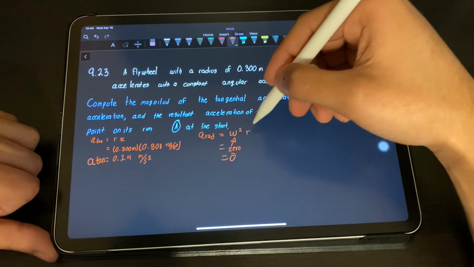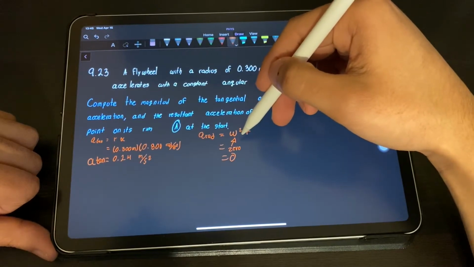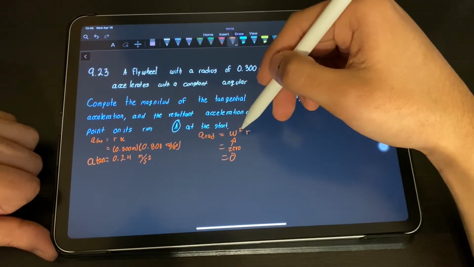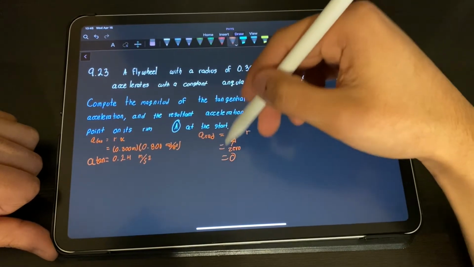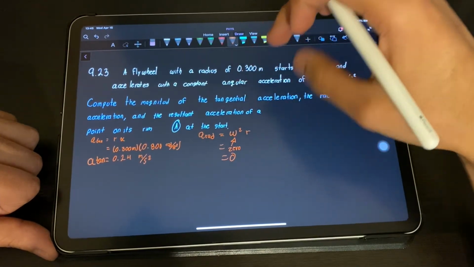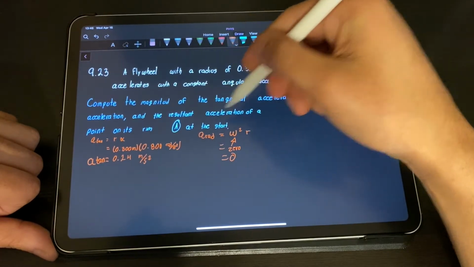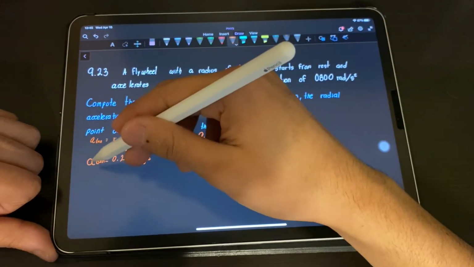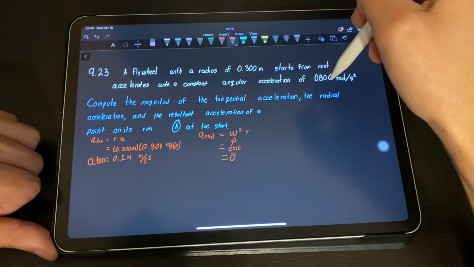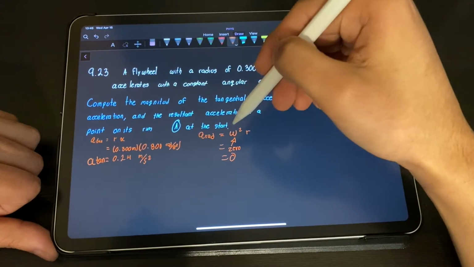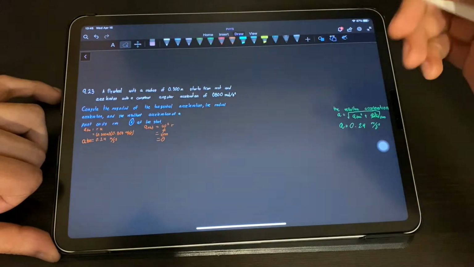And to find the radial acceleration, the formula is angular velocity squared times the radius. When starting from rest, we know that the angular velocity is 0, so this whole thing goes to 0. And now to find the resultant acceleration, we use Pythagoras. We take the square root of tangential acceleration square plus the radial acceleration square.